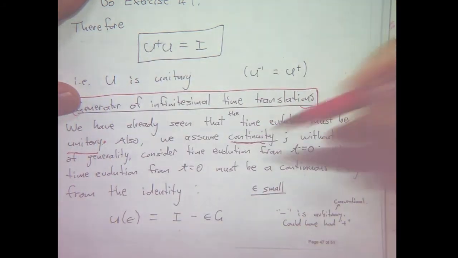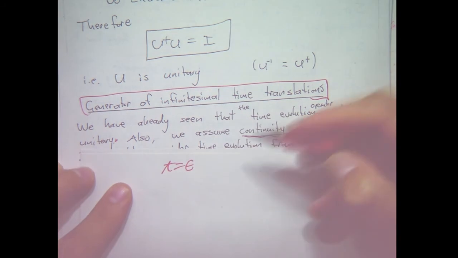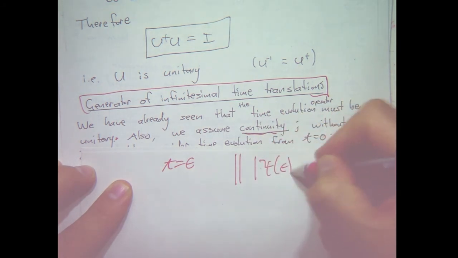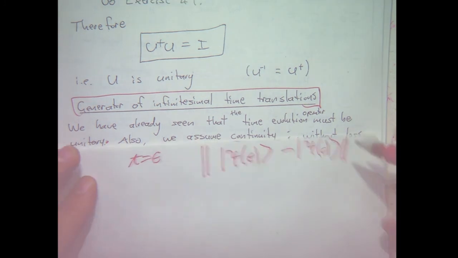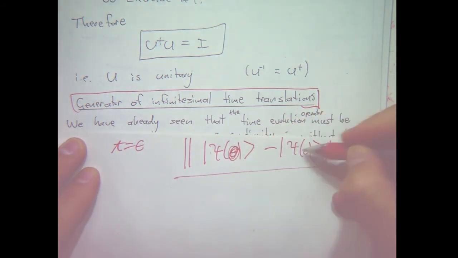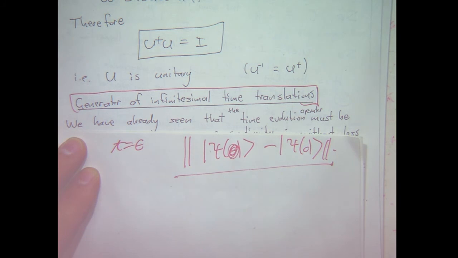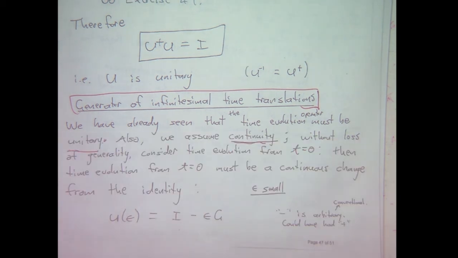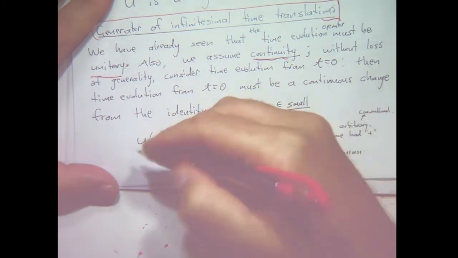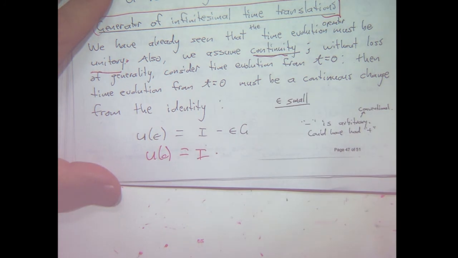We also assume continuity. What that means is that the state at time t equals epsilon, if epsilon is an arbitrarily small number, then the norm of the difference must be arbitrarily small. So continuity means that as this number rises from zero, the difference between the vectors also rises from zero. It doesn't jump to some number. What that really means is that U of zero means do nothing, the identity operator.